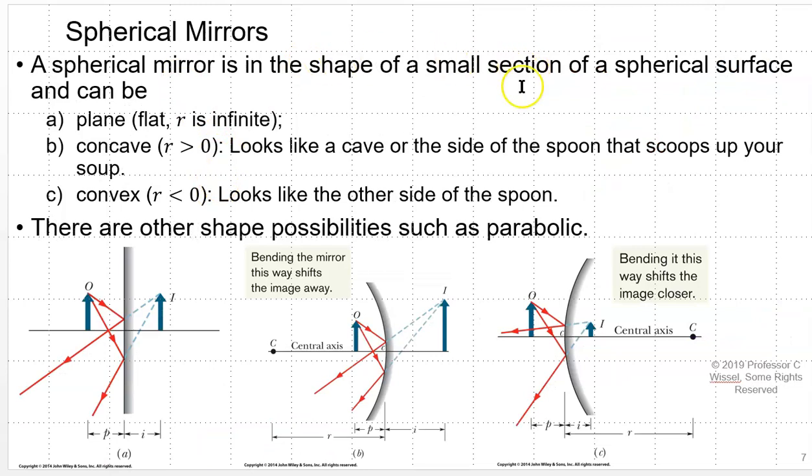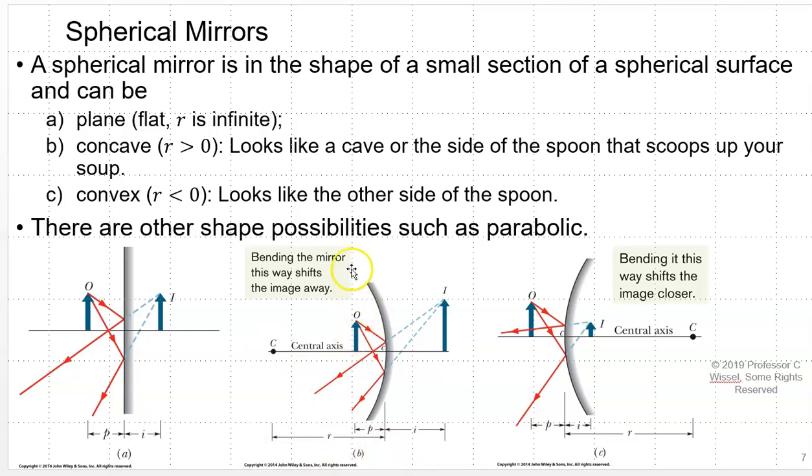Now, a spherical mirror is basically just a small section of a spherical surface. A flat mirror is basically one type of mirror. It's a mirror where the radius is infinite. A concave mirror looks like a cave when you look into it. And it's like the side of the spoon that scoops up your soup. In that case, the radius of the mirror is positive.